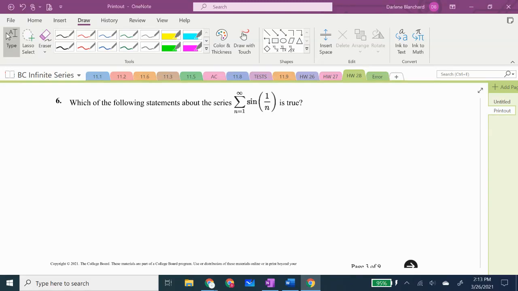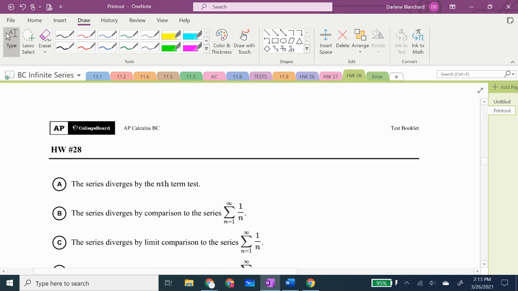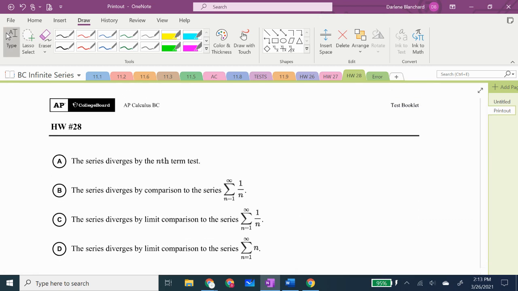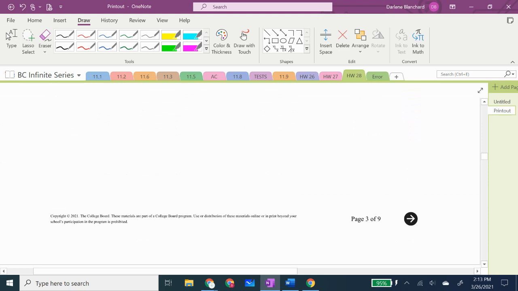All right, with this problem, I have the choices, which of the following statements about the series is true. It's got to be one of these four. So let's check real quick. The series diverges by the nth term test.